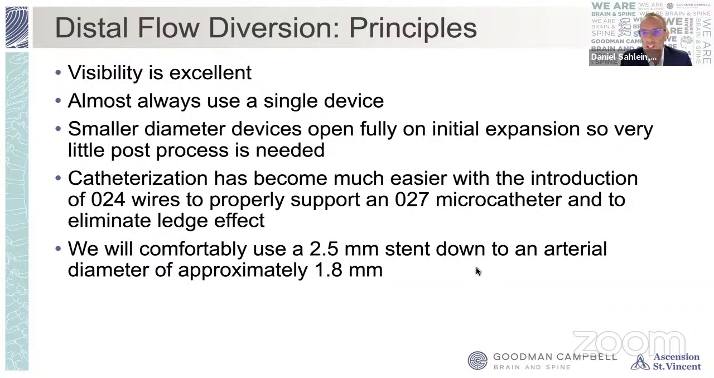Catheterization has become much easier with the introduction of the 24 wires to properly support the 27 microcatheter and eliminate the ledge effect, or the 18 wire with the 21 systems that people are using now as well. And I'll also add that we will comfortably use a 2.5 millimeter stent down to an arterial diameter of approximately 1.8 millimeters. And as we'll see in the first case, we've actually used it even in sub-millimeter arterial systems.